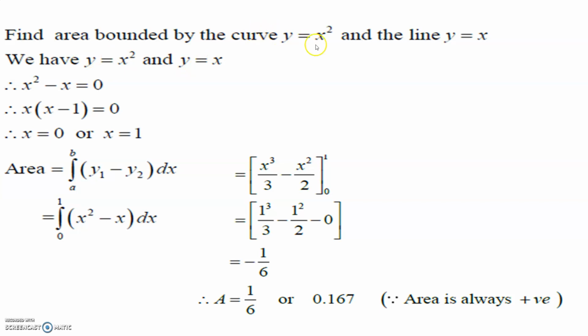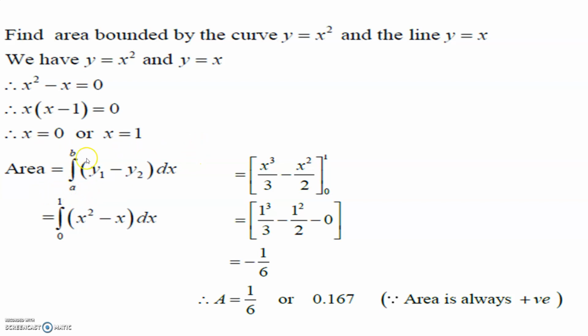Find the area bounded by the curve y is equal to x square and the line y is equal to x. So we have y is equal to x square and y is equal to x. So x square minus x is equal to 0. We have to take x common. X in bracket x minus 1 equal to 0. So x is equal to 0 or x equal to 1.